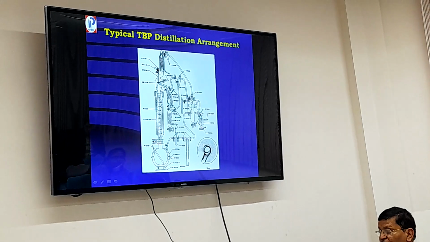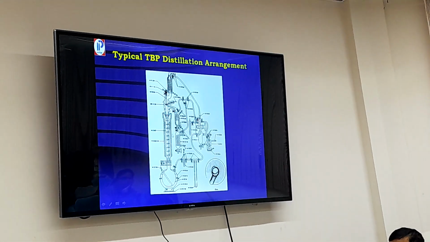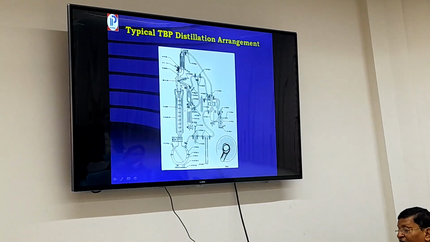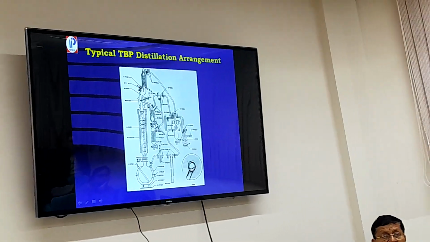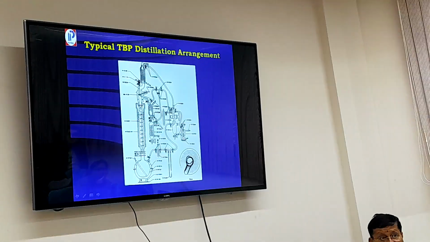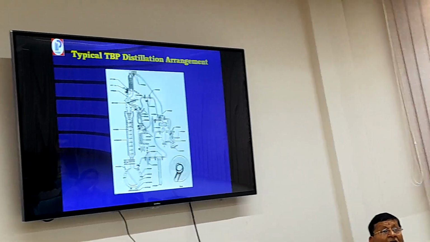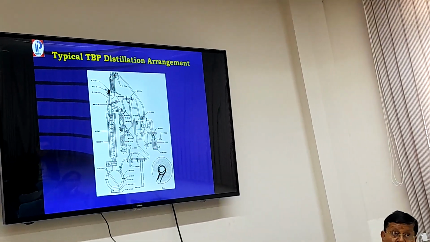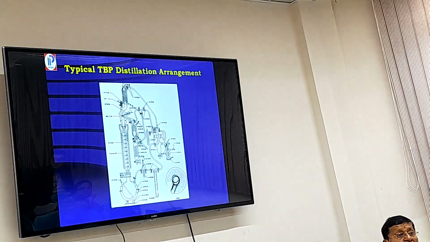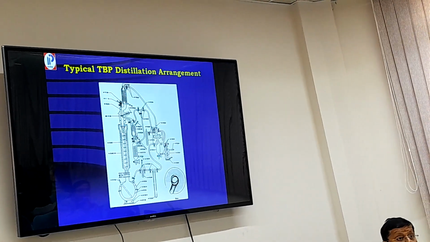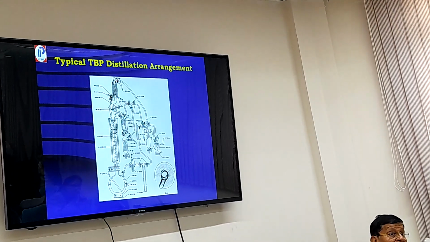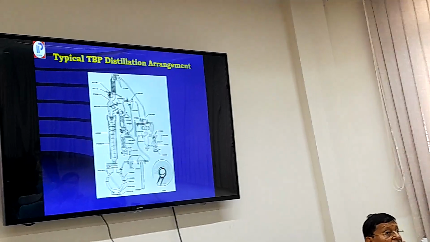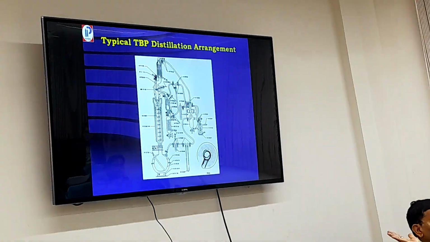This is an Oldershaw column, which you will see in the lab. This Oldershaw column is 1 meter long. It consists of 30 stages and 15 to 16 theoretical stages. It is for better fractionation, and you can get the component at its actual boiling point during the fractionation.